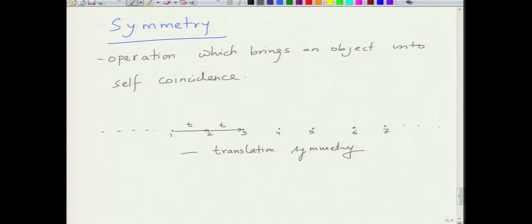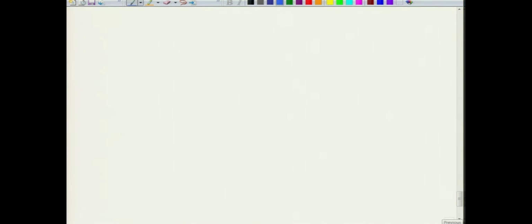Now, another thing that you can have here is, basically the idea is to bring the object into self coincidence. So, there is a possibility that if you put in a mirror plane here, reflection, then 3 looks similar to 4. If you put a mirror plane here, then 4 will look similar to 5, or 6 will look similar to 3, and so on and so forth. So, you can have a mirror plane, and this is called reflection symmetry or mirror symmetry.